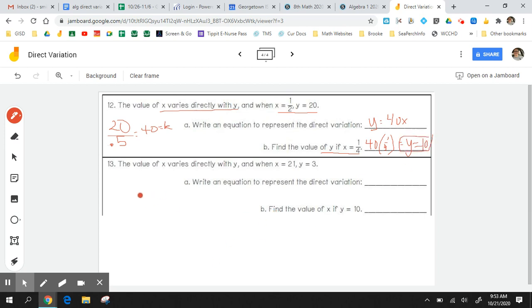All right, try this next one. Y over x, 3 over 21, which gives you 1/7. Write that equation. It says find the value of x if y is 10. So we have 10 equals 1/7 x. You're going to have to multiply by the reciprocal. And your answer should be 70.